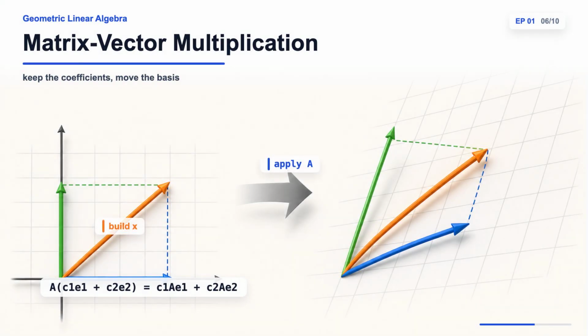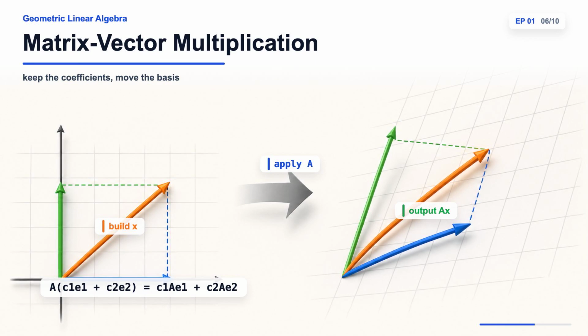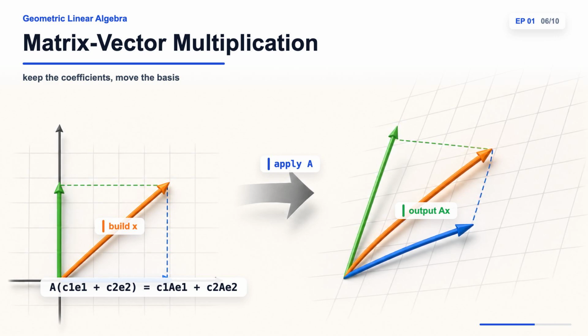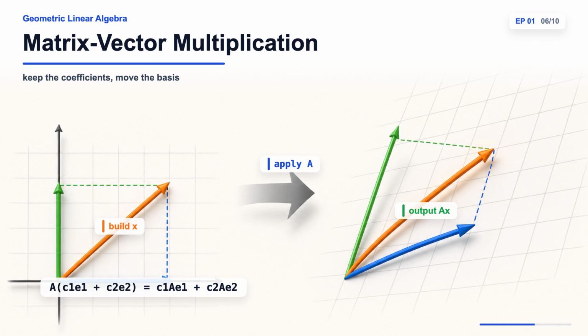This gives matrix vector multiplication a simple meaning. When we write Ax, we are sending the vector x through the transformation A. Suppose x is made from two parts, c1 times the first basis vector, plus c2 times the second basis vector. After the transformation, the coefficients stay the same, but the basis vectors have moved. So Ax is the same recipe, rebuilt from the transformed basis directions.